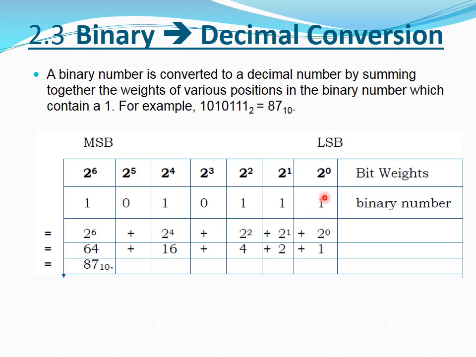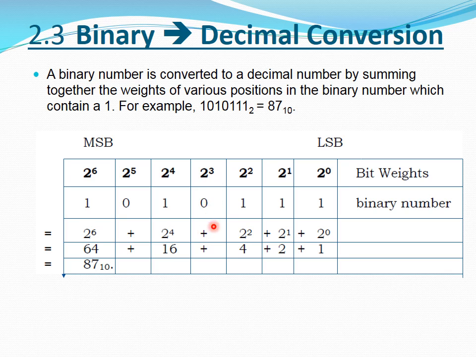The powers of the binary number, starting from the most right, are 0, 1, 2, 3, 4, 5, 6, that is 2 power 0, 2 power 1, 2 power 2, 2 cube, 2 power 4, 2 power 5 and 2 power 6. Therefore 2 power 6 is equal to 64, and then plus 2 power 5 into 0 is 0. 2 power 4 is equal to 16.